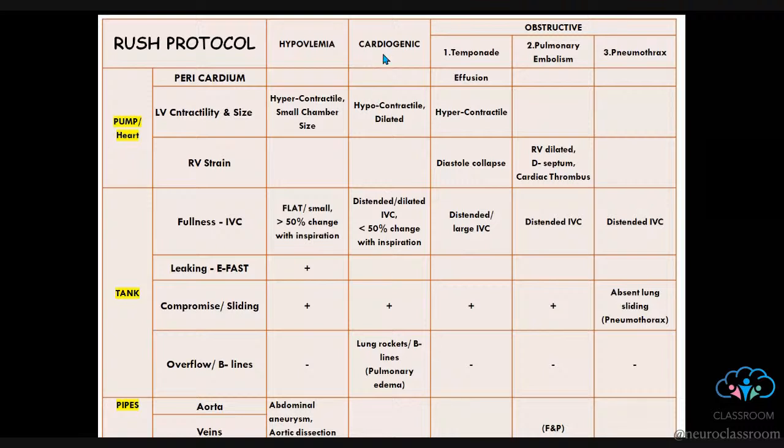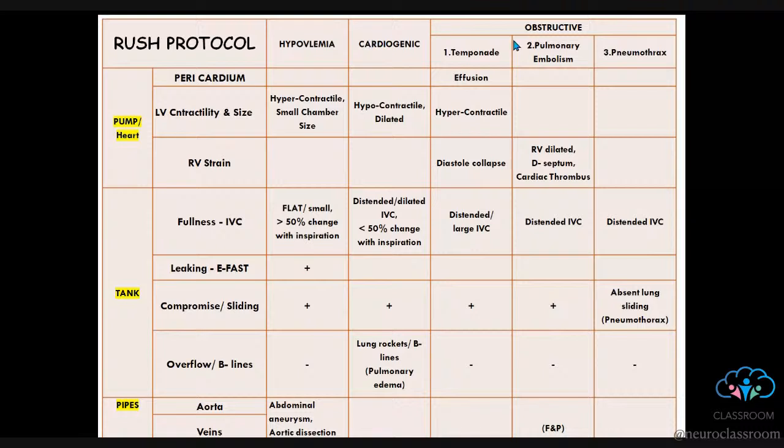In the case of cardiogenic shock, the heart will be hypocontractile and sometimes dilated also. Then, of course, the IVC will be dilated and full, and there is less than 50% change with respiration. And in cardiogenic shock, the sliding sign will be normal. But you may find pulmonary edema because of cardiogenic shock. You may find several B lines, the homogeneous bilateral signs of cardiogenic pulmonary edema. That's a feature of cardiogenic shock.